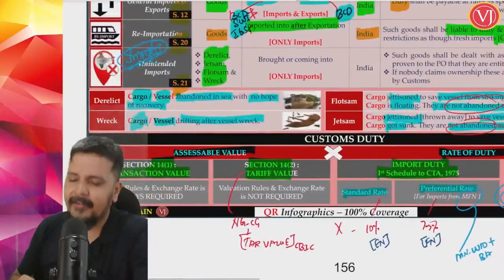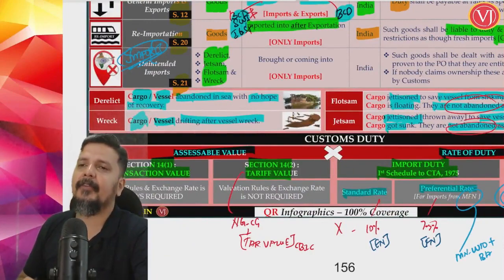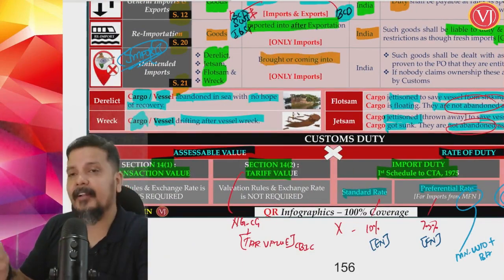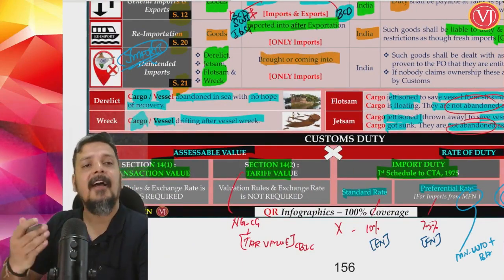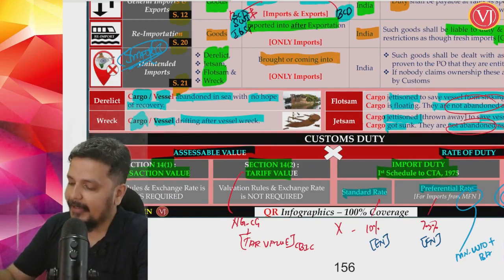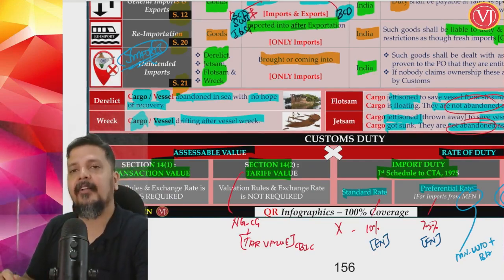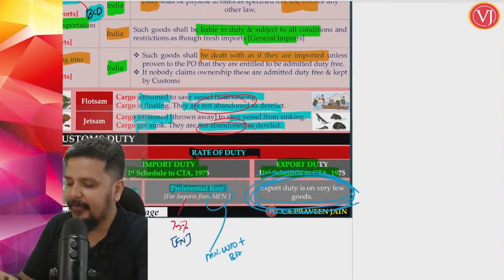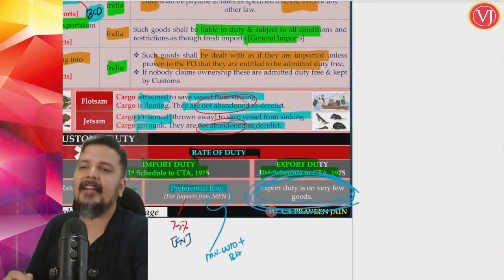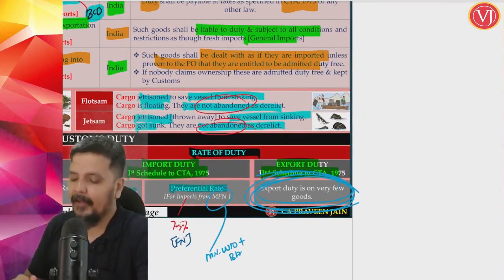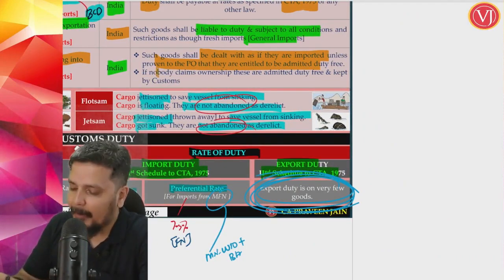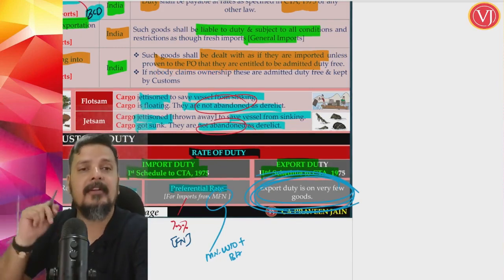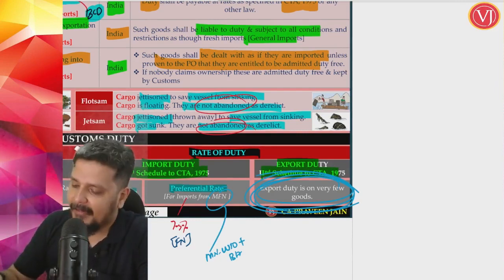Now, why is this discussed in section 21? Whether it is derelict, wreck, jetsam or flotsam, look at the language. Whether they are brought or coming automatically into India, they will be taxed. The proper officer will deal with them as if they are being imported, unless there is an exemption. If nobody is coming and claiming ownership, you might ask, who is going to pay the tax? If someone says it is my goods, tax will be collected from that person. Finally, a question comes.